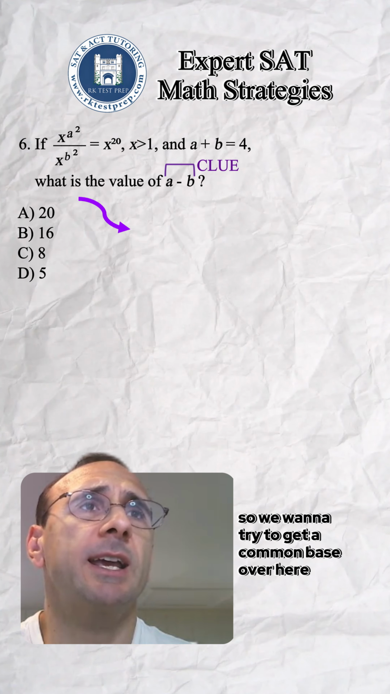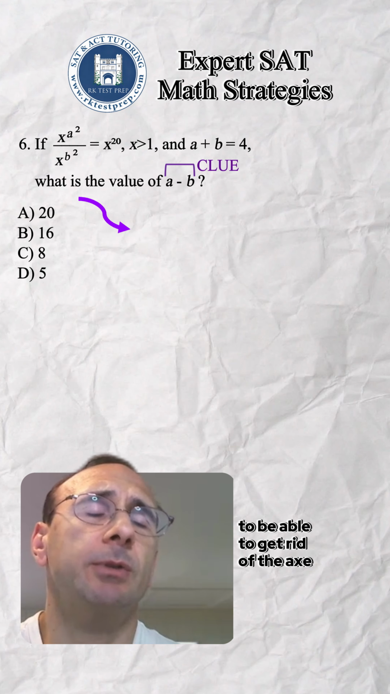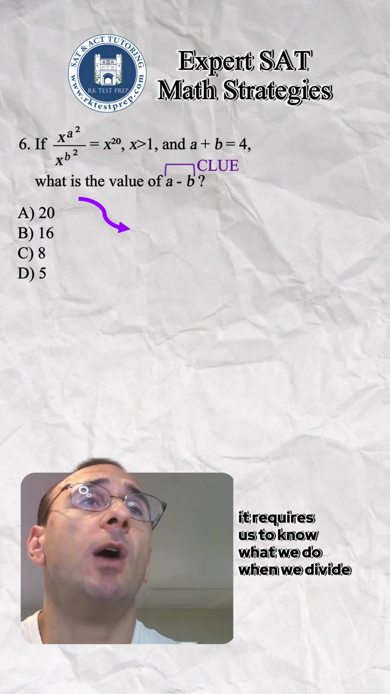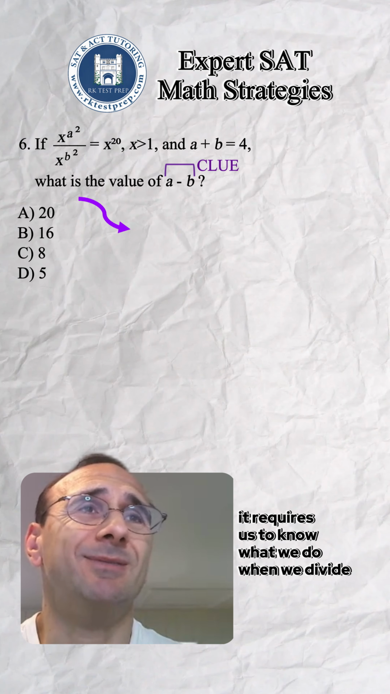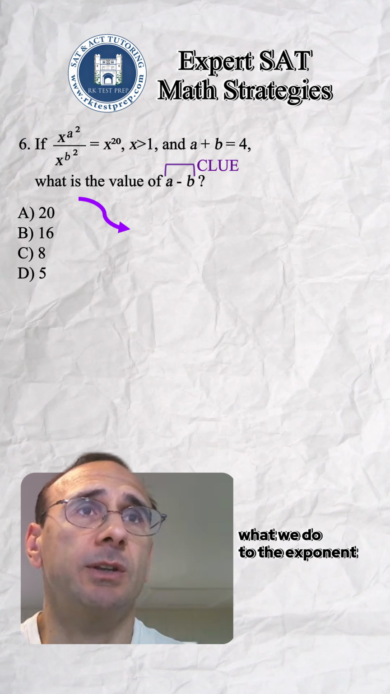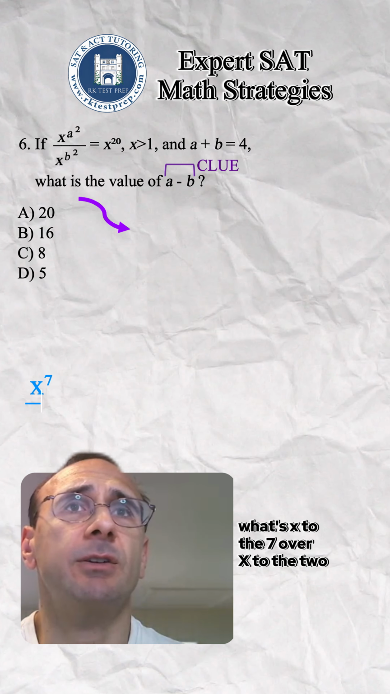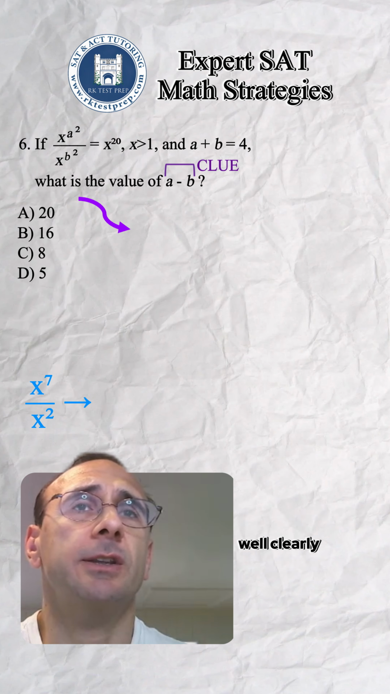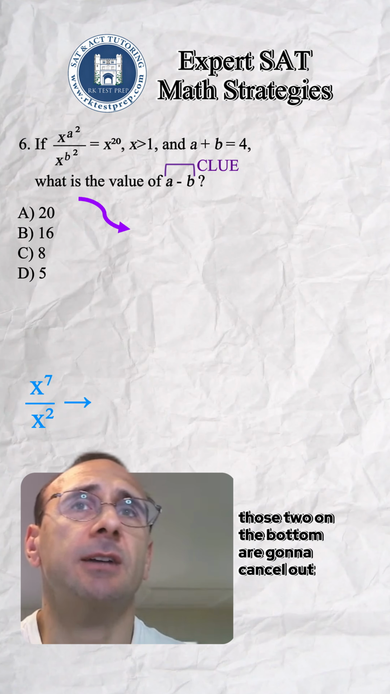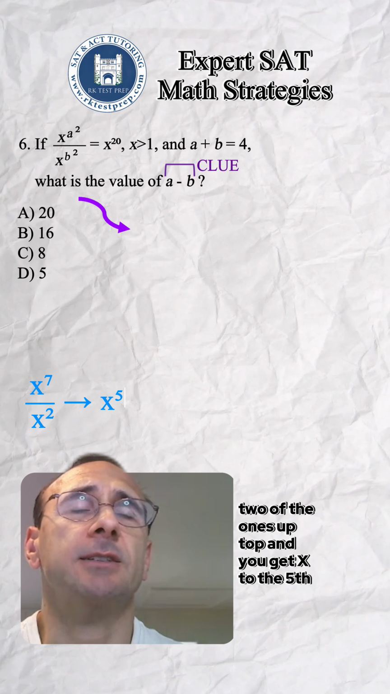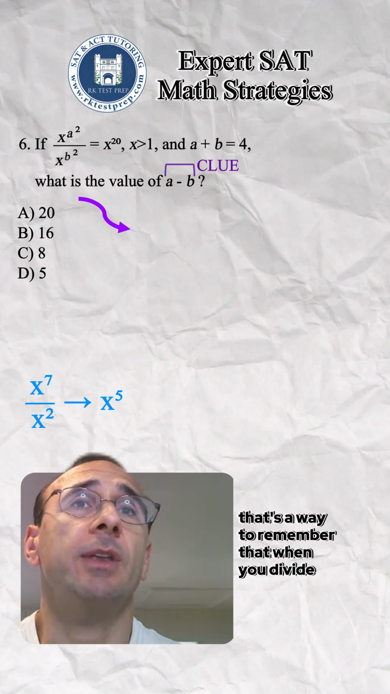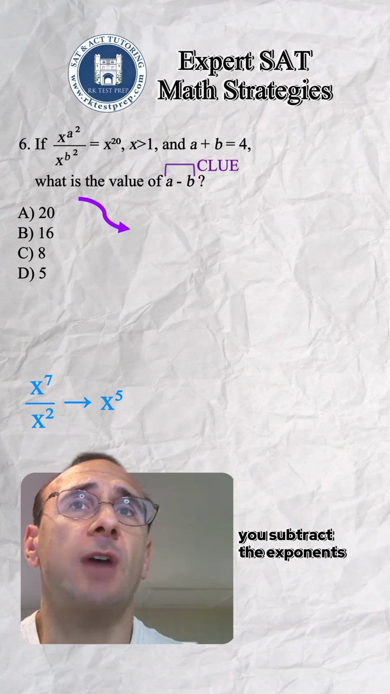So we want to try to get a common base over here to be able to get rid of the x. It requires us to know what we do to the exponent when we divide. A simple example I give sometimes is I'll ask people, what's x to the 7 over x to the 2? Well, clearly those 2 on the bottom are going to cancel out 2 of the ones up top, and you get x to the 5th. That's a way to remember that when you divide, you subtract the exponent.